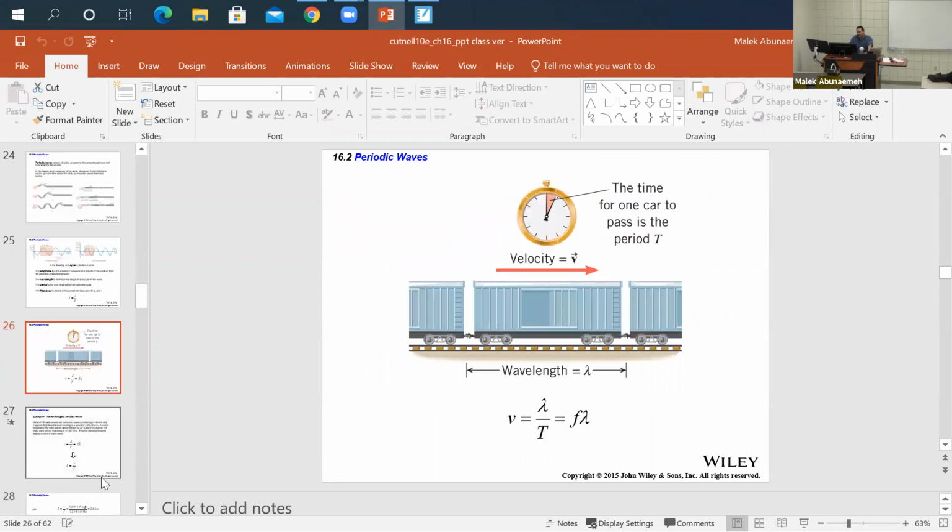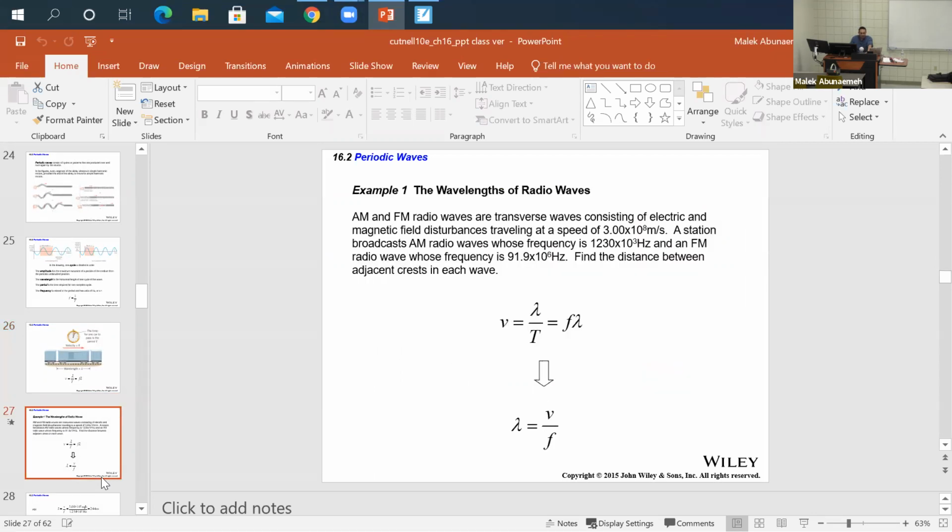Again, we just defined this. Your velocity is lambda over t, which is f lambda. So here's a little question over here.